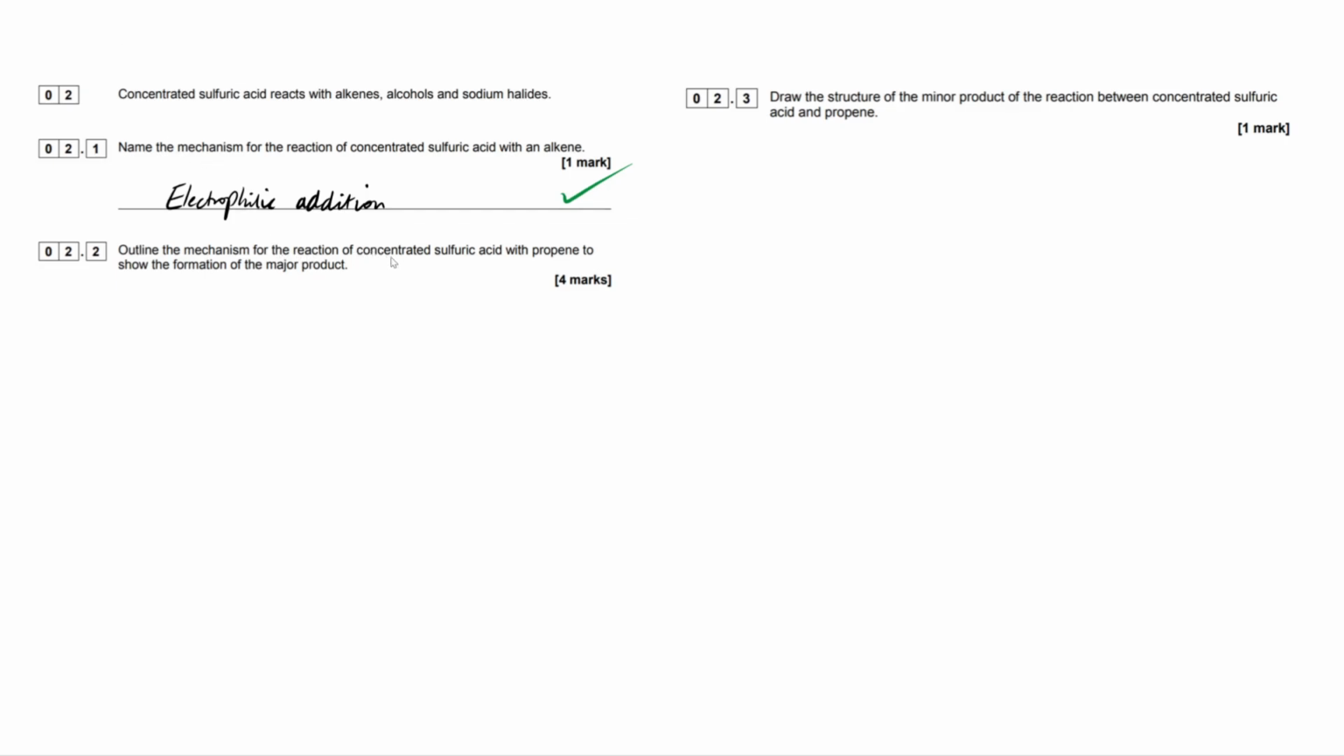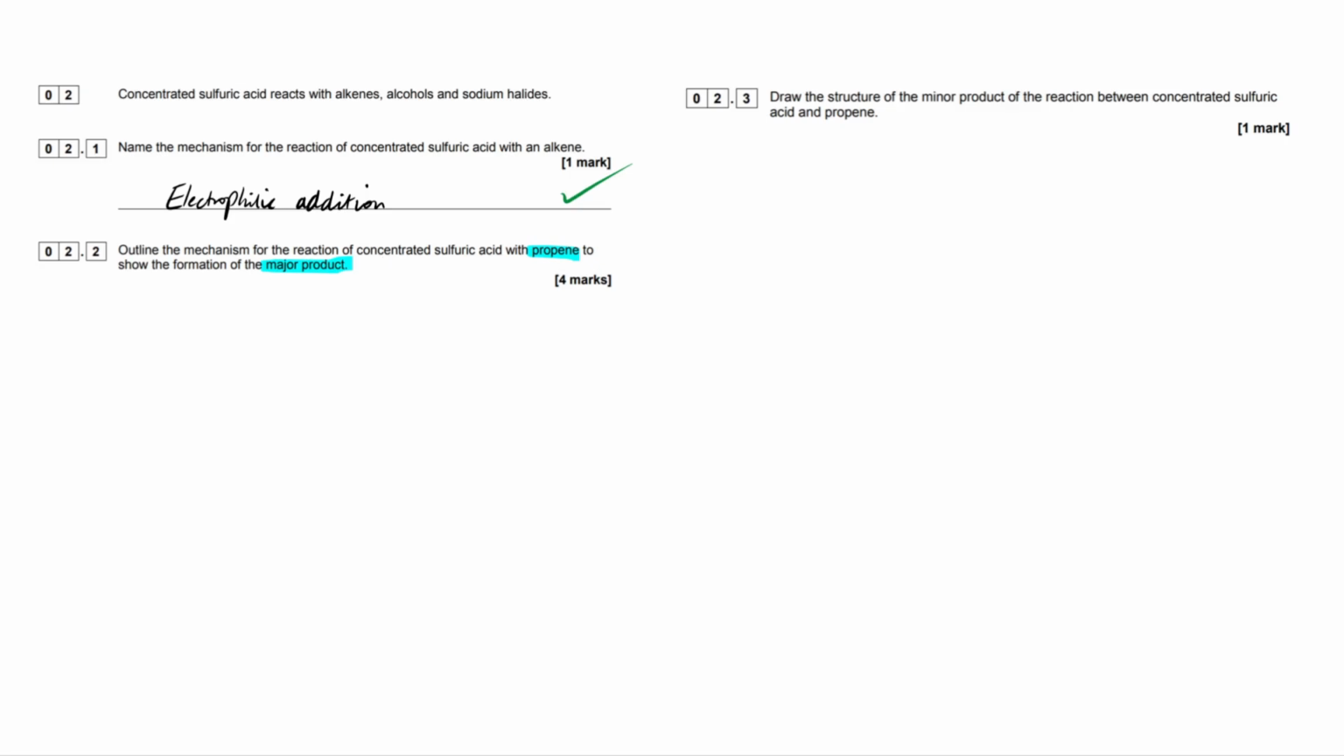Okay, next question here then. Outline the mechanism for the reaction of conc H2SO4 with propene, okay, to show the formation of the major product, okay? So this is actually a caveat to electrophilic addition where we have 2 products potentially forming, okay? We have a minor product and a major product, okay? And the names are pretty self-explanatory, right? The major product is going to be the product the majority of the time.